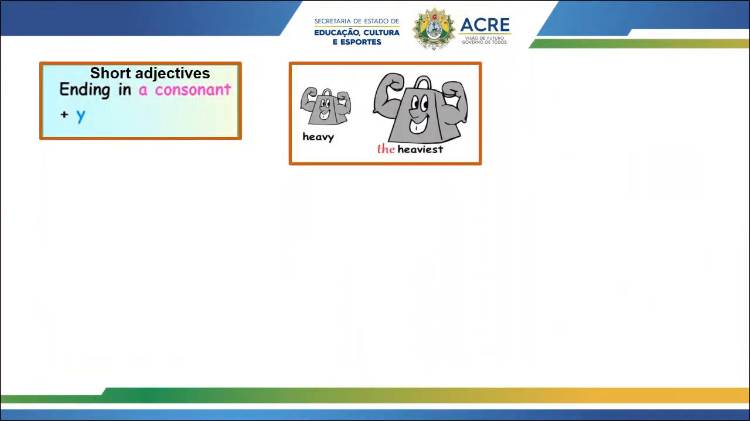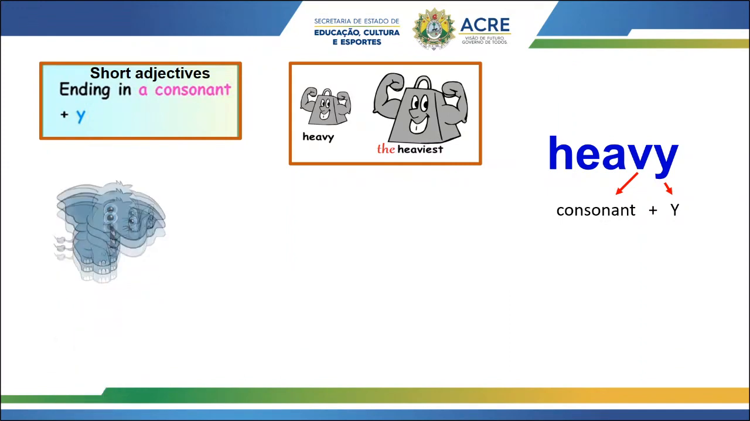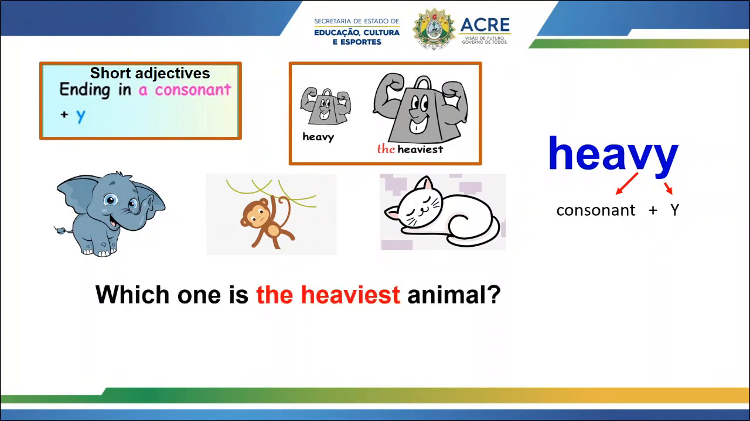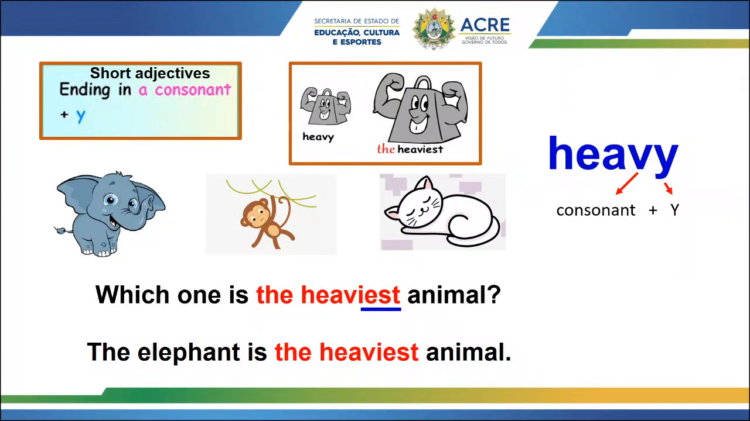Let's see another example with a short adjective ending in a consonant plus y. Heavy. Heavy ends in a consonant plus y. Here we have three animals, an elephant, a monkey, and a cat. Which one is the heaviest animal? Of course, the elephant is the heaviest animal.